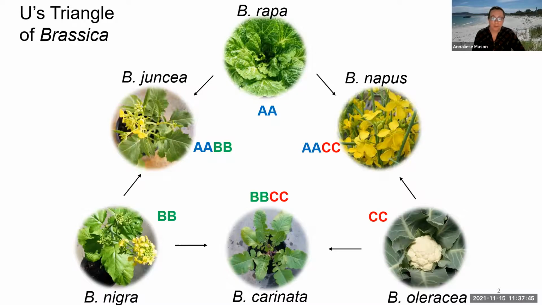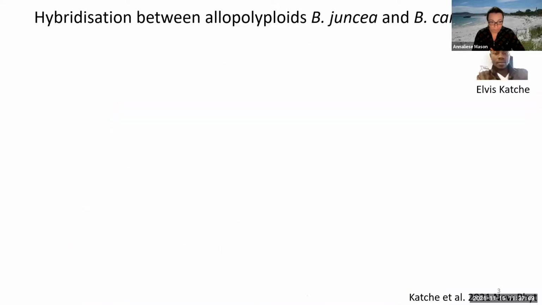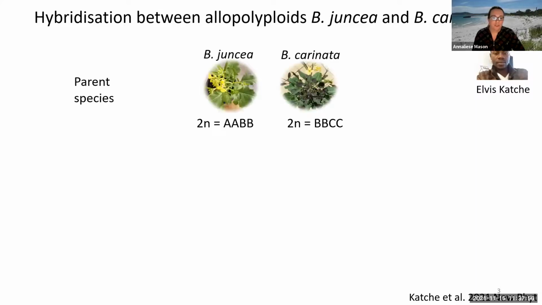So I'm going to talk briefly about two experiments from previous PhD students in my lab today. One is about hybridization between the allopolyploids juncea and carinata. Brassica juncea and Brassica carinata are interesting because they share the B genome. So this is a set of 8 haploid chromosomes.